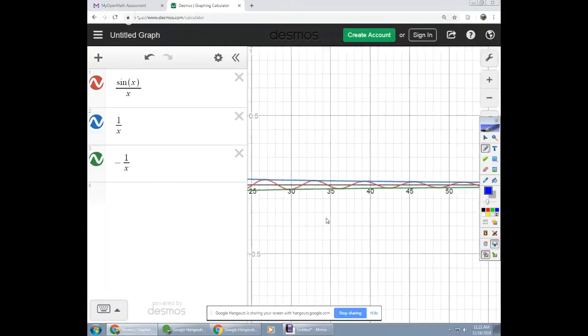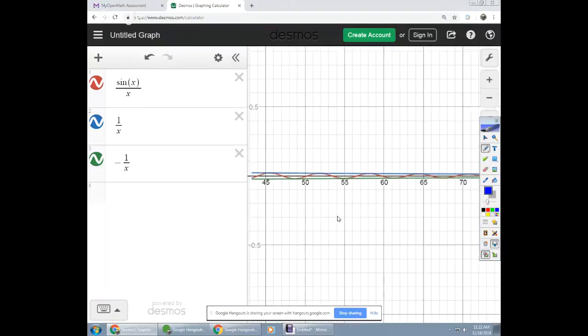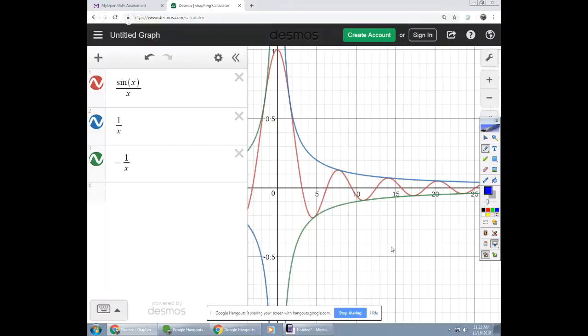Isn't that cool? And it's just stuck wiggling in between them forever and ever. That's kind of cool, isn't it?